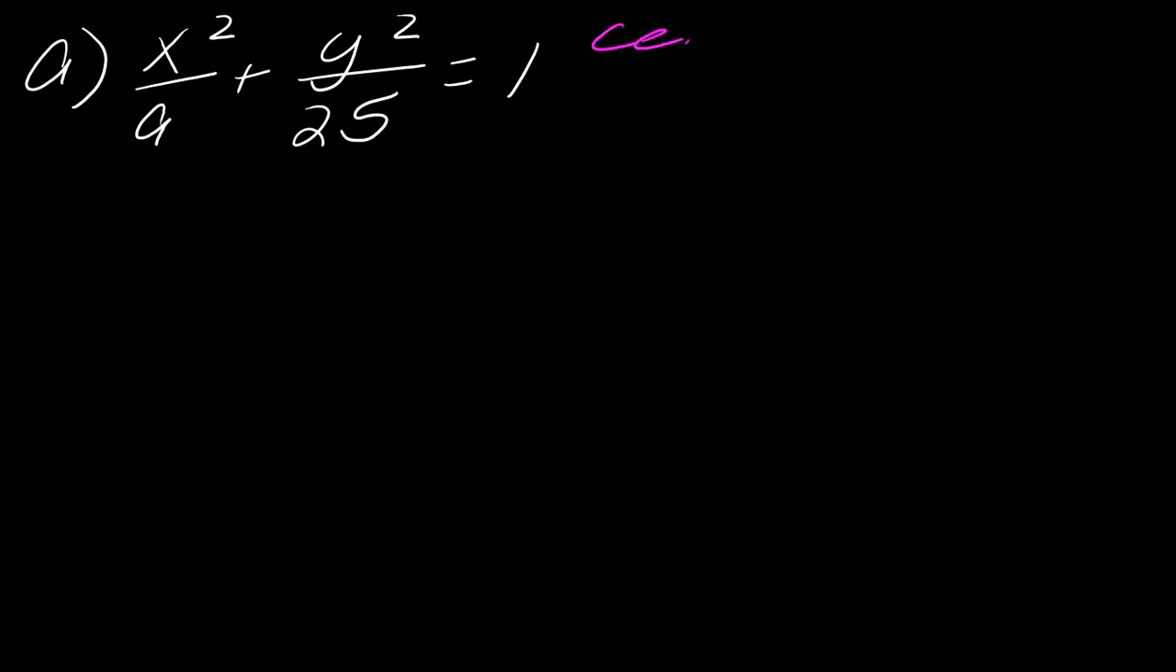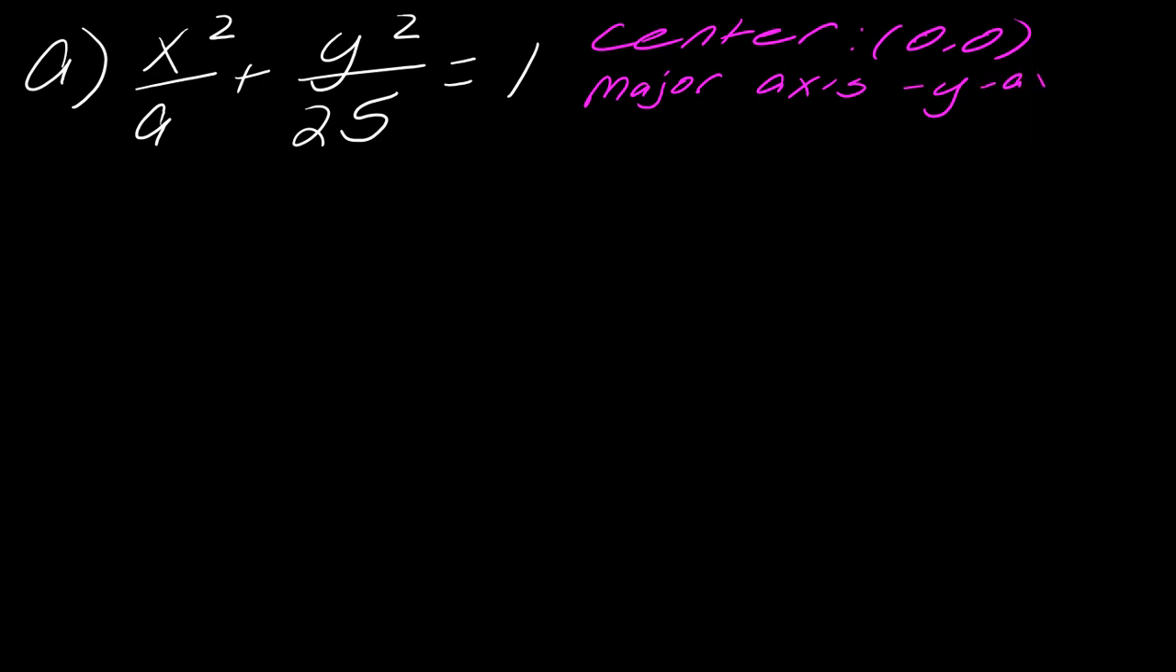When I look at this equation, a couple of things I want to figure out right away. First, my center. There's no plus or minus number next to the X or the Y, so the center in this case is just going to be (0, 0). Now, the larger number in this case falls underneath the Y, so the major axis is on the Y axis.